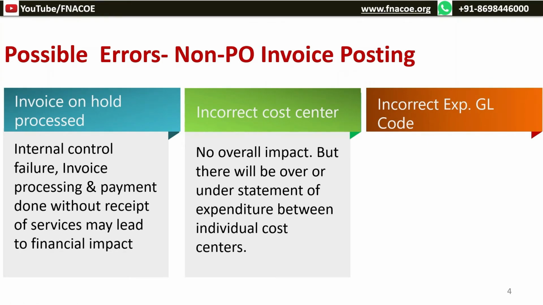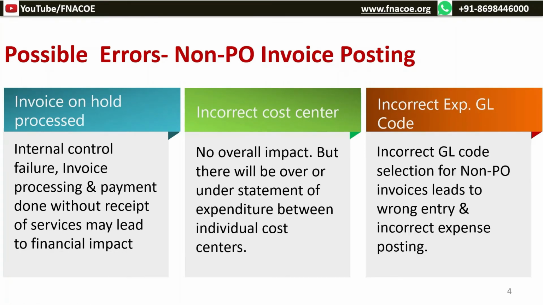Incorrect expense GL code. Incorrect GL code selection for a non-PO invoice leads to a wrong entry and incorrect expense posting. This is generally identified by the general ledger team during the month-end reconciliation, and as a corrective measure, adjustment entries are posted.